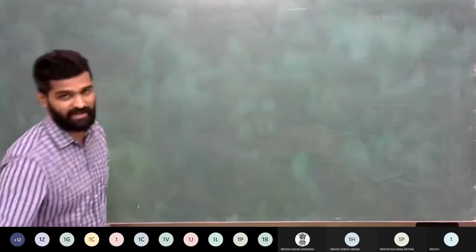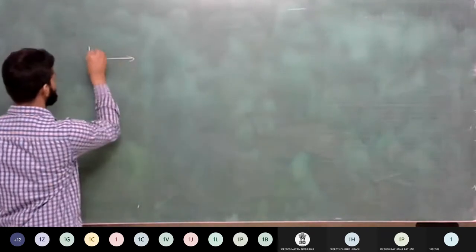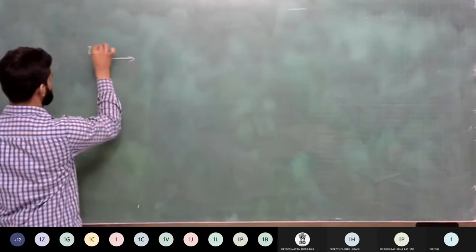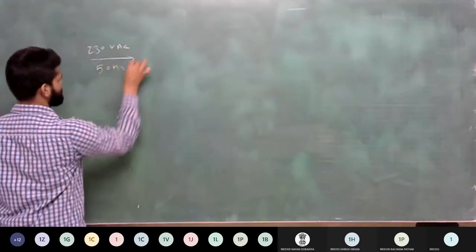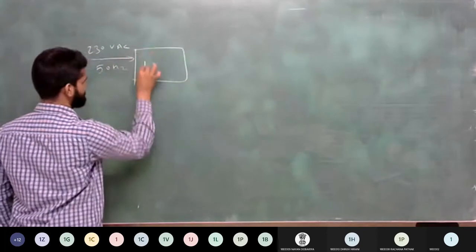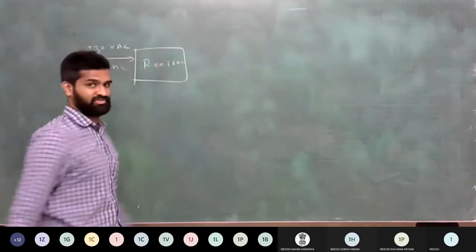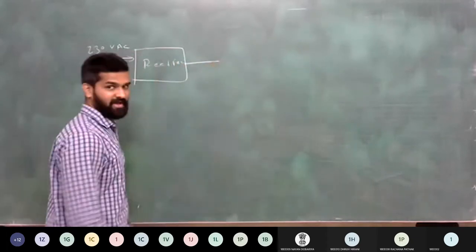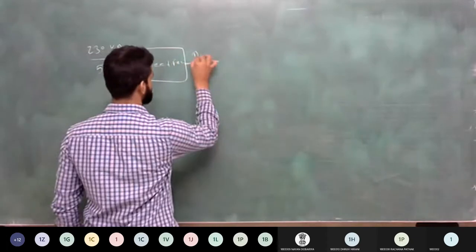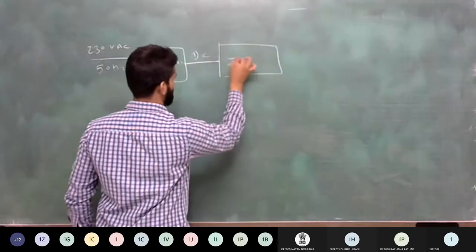If you see the block diagram, in the block diagram we first provide this 230 volt AC 50 Hz to the rectifier. Again, assume that this is a diode-based rectifier. So this rectifier provides the DC, and this DC is applied to the inverter chopper.